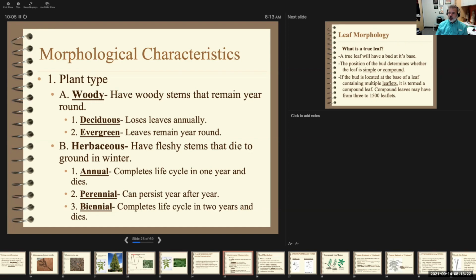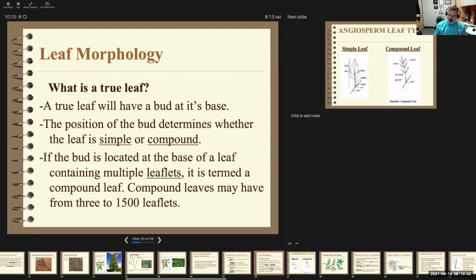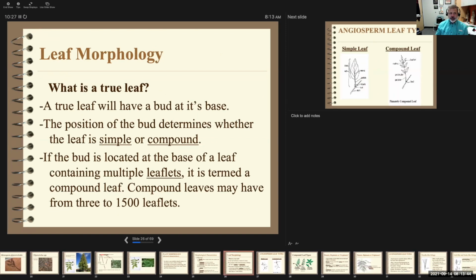If we go back up to number 1 there where it says annual, an annual, basically the definition of that is it completes its life cycle in 1 year. It goes from seed all the way back around to seed in 1 year. You plant a seed, it grows, it flowers, it produces seed, and then it's done with its life. And so that's what an annual is. We spent quite a bit of time on this in the video, but what is a true leaf? A true leaf will have a bud at its base. The position of the bud determines whether the leaf is simple or compound.